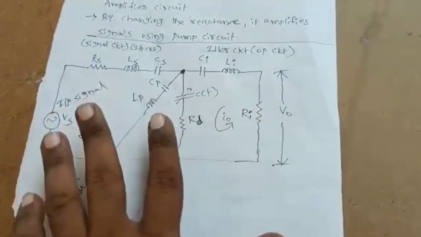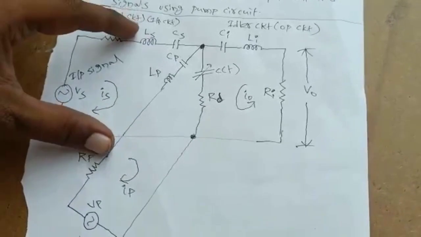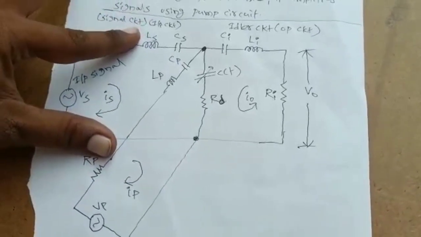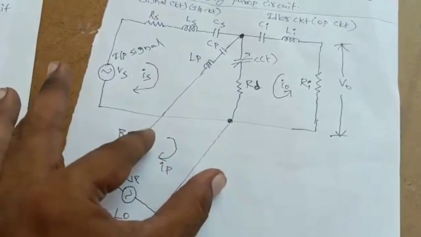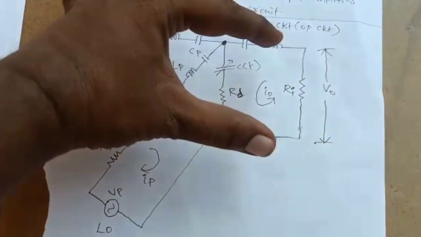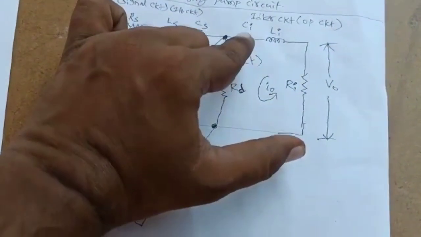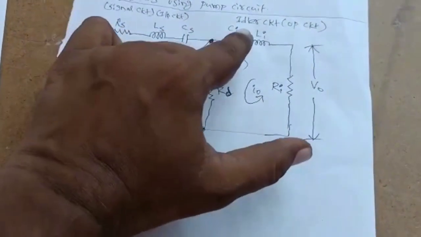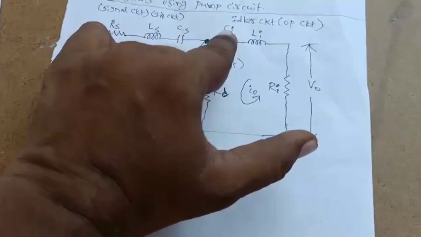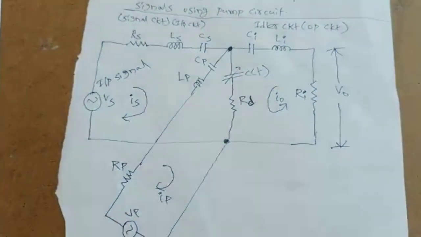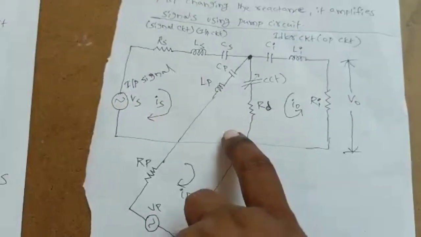Mainly, this entire circuit consists of three parts. One is the input circuit, which is also called the signal circuit; then the pump circuit; and then the output circuit. The output circuit is also called the idler circuit. Idler circuit means it is the output circuit. Now you see the different elements of the circuit.